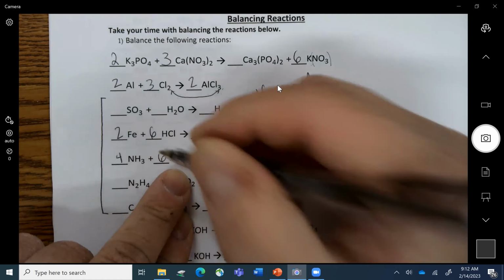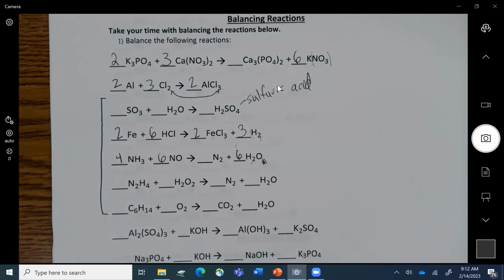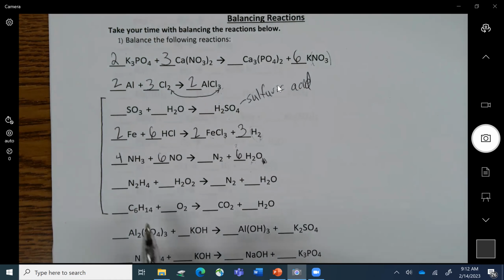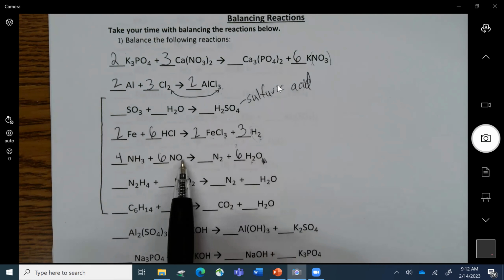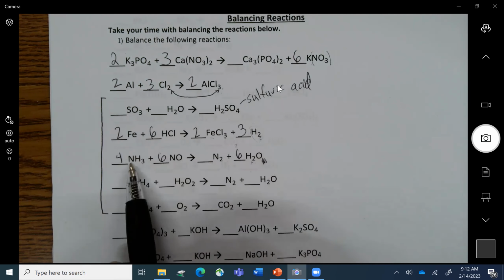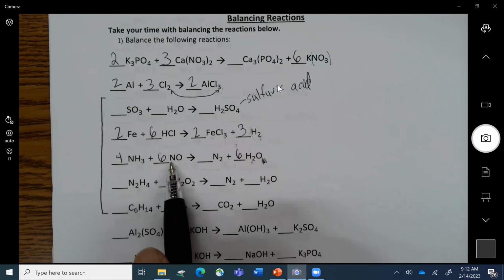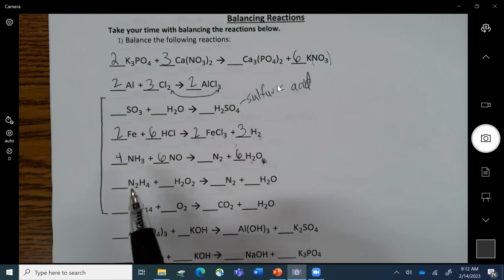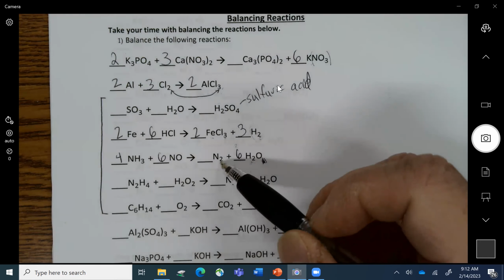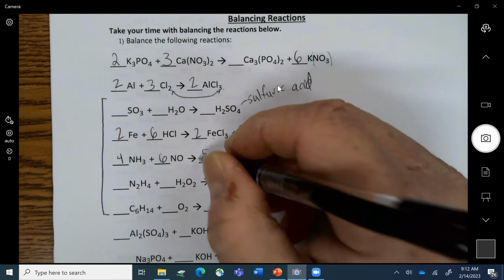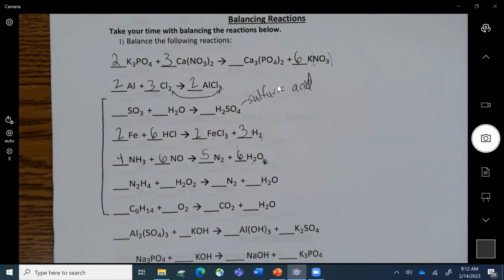Just put a 6. Now count my nitrogens, because everything else so far, the hydrogen and oxygens, have been balanced. 12 hydrogen, 6 oxygen, 6 oxygen. Now I have 4 nitrogen here, 4 N's plus 6 N's, which is 10. So how many do I get here to get 10? Put a 5 there.